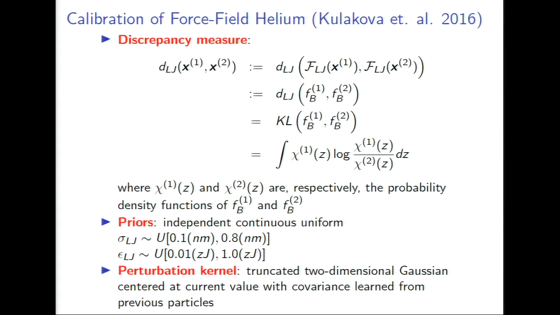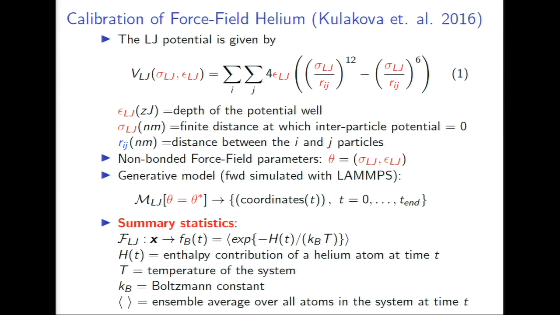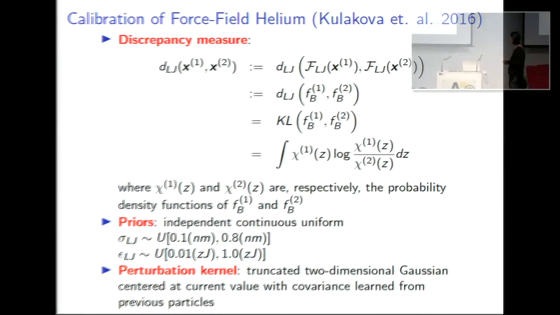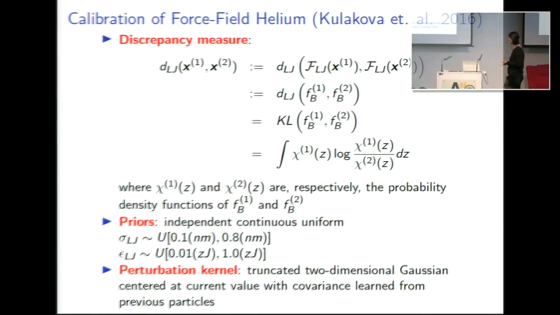And then the other ingredient that I need to give you is the discrepancy measure. Here we use the Kullback-Leibler divergence between the probability density functions of these summary statistics. Remember, you need to specify a summary statistic, a distance measure, and the prior distribution. The prior distribution here I take to be uniform over a lower and upper bound for both parameters. A uniform prior means that you have no idea, within those bounds, of what is the best value of the parameter, so it's agnostic of the best value.